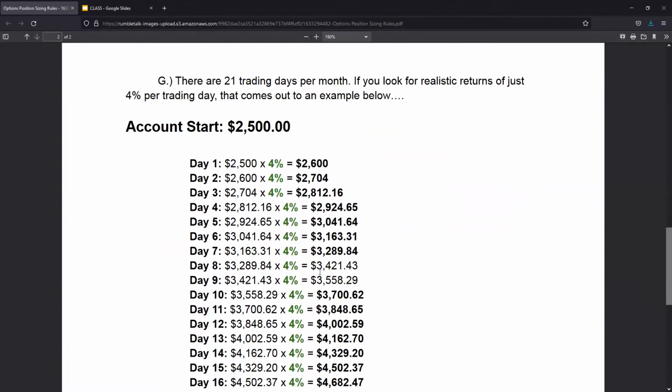Now let's take a look at this a little bit further here. So there's 21 trading days per month. Okay. If you look for realistic returns of just 4% a day, anywhere from 2 to 5% is good.